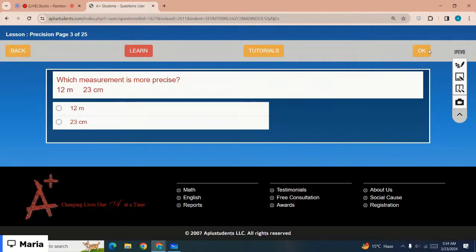Which measurement is more precise? Which is the correct option? That is 23 centimeters, right? Because a centimeter is a smaller unit. So the correct option is 23 centimeters.